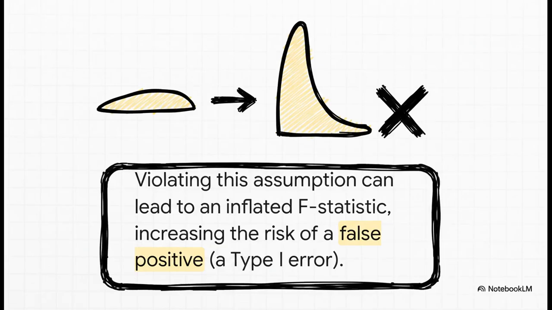Okay, but why do we care so much? What's the big deal if it's violated? Well, if that assumption is broken, if the relationships aren't consistent, our test can become a little too optimistic. It's more likely to shout, "Hey, you found something significant," when in reality, there's nothing there. That's a false positive, or a type 1 error, and it's a major no-no in research.